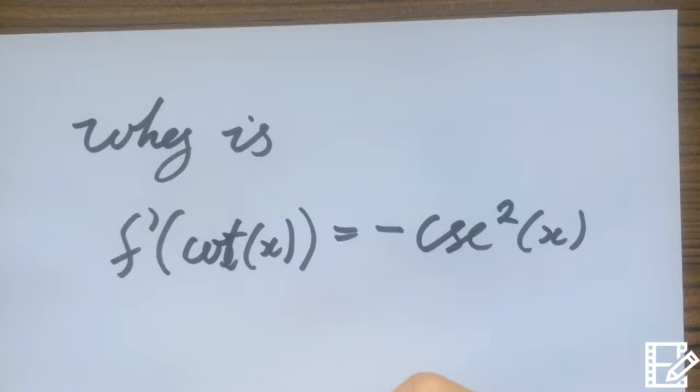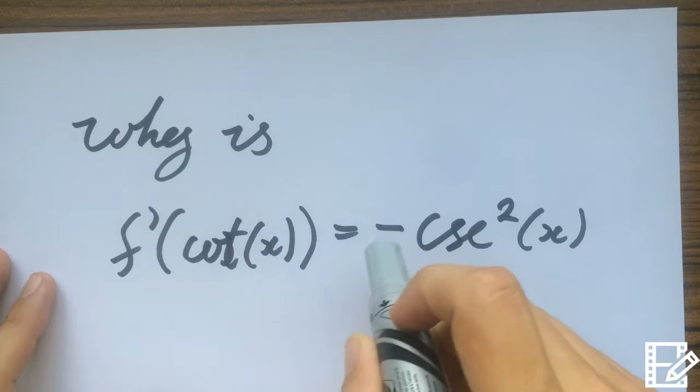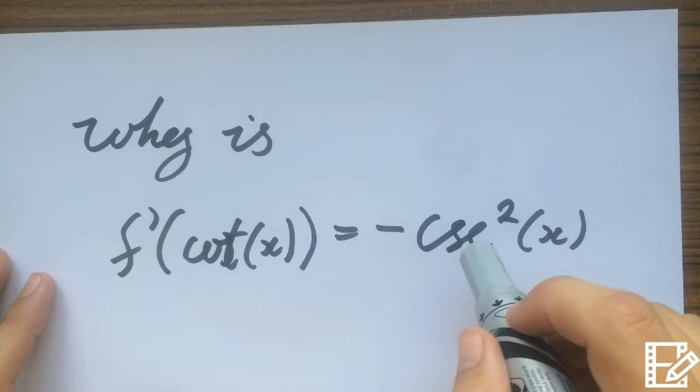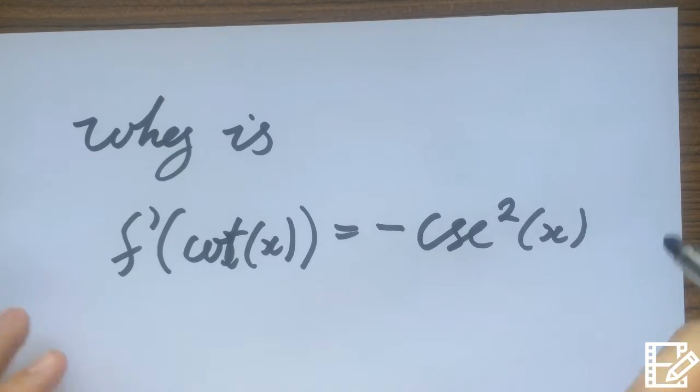Welcome back to another episode in the proof series where I explain why things happen in mathematics. Right now I'm explaining why the derivative of cotangent of x is equal to negative cosec squared of x. Okay, let's get right to it.